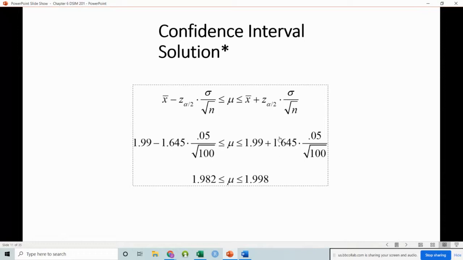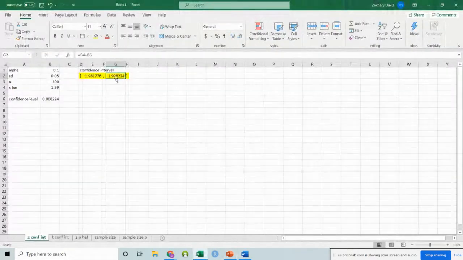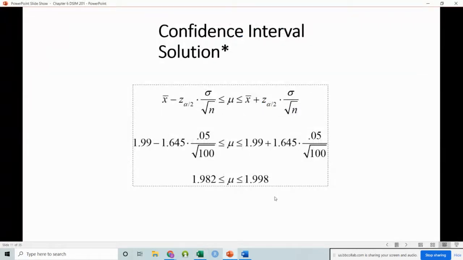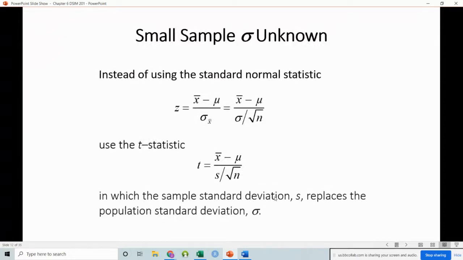We have our sample mean. We add our z alpha/2 pulled from the normal table, which is 1.645. We multiply it by the standard deviation divided by the square root of our sample size, and using our formulas, we can get the same value, 1.998. Now, if we have a small sample size, then we have to use a different table. It's called a t-table. We can't use the normal table for instances where our sample size is below 30.